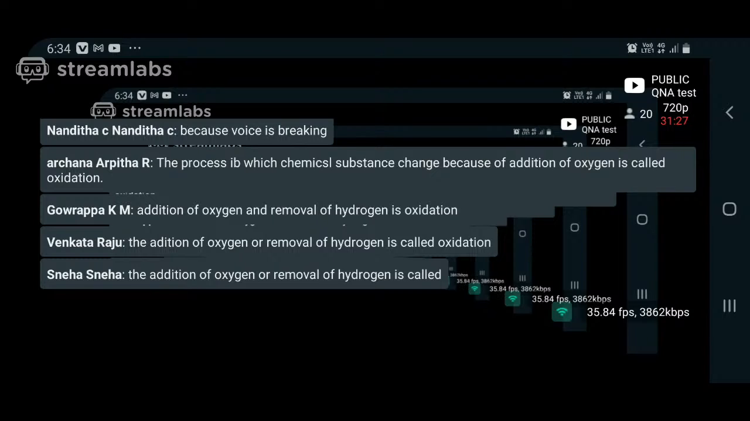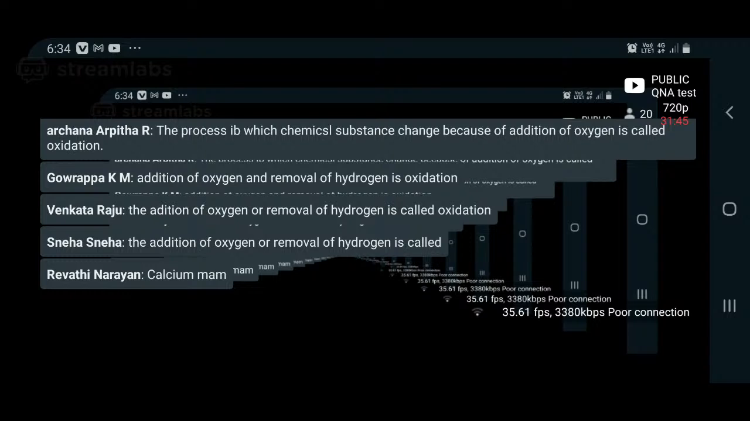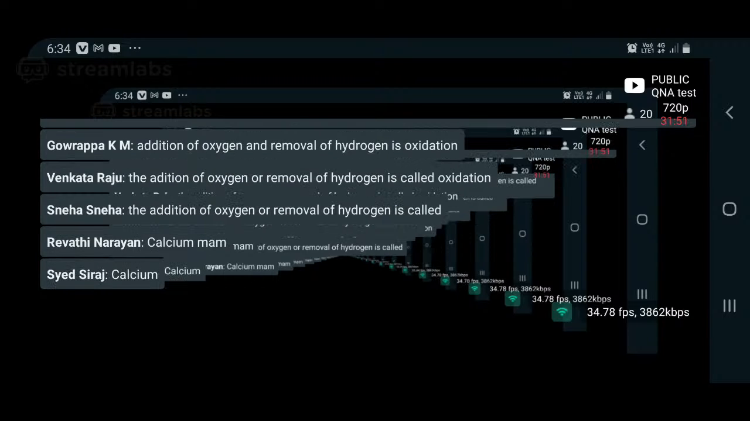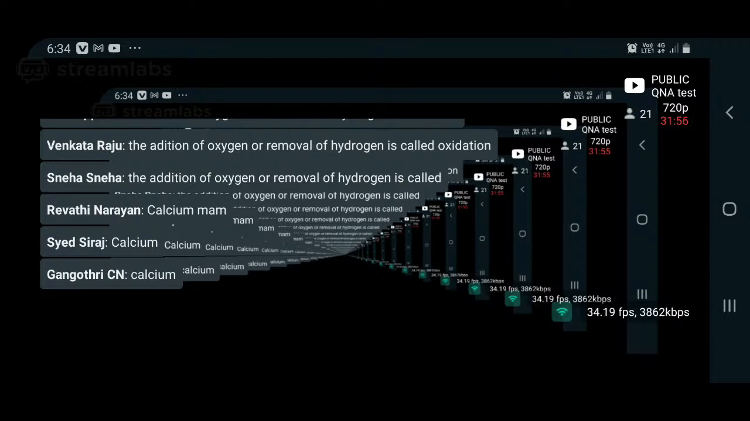Okay, I'll give the clue. Along the period, the atomic size decreases. Down the group, the atomic size increases. I'll repeat. Along the period, the atomic size decreases. Down the group, the atomic size increases. Now, which element has got highest atomic size? Yeah, Revati answered correctly. It is calcium. Very good, Revati.